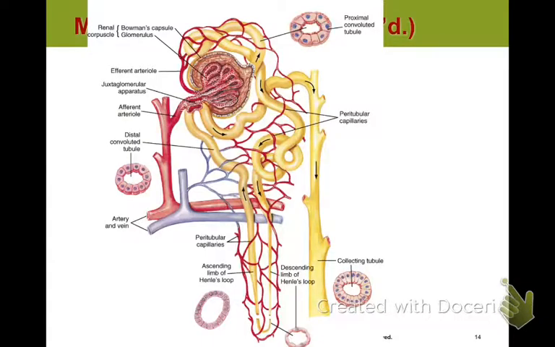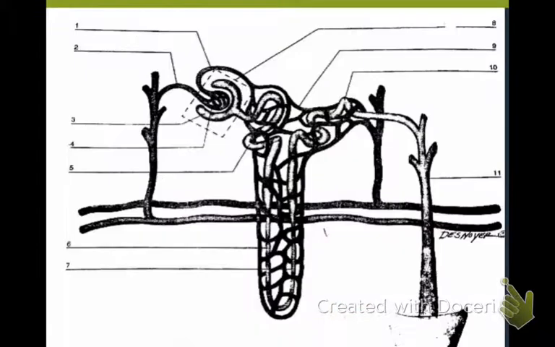Okay, this is a labeled nephron, but I think we're going to get more out of it if we label our nephron together. So find your diagram. And if you have more than one color, it might make it a little bit nicer for us doing our drawing.